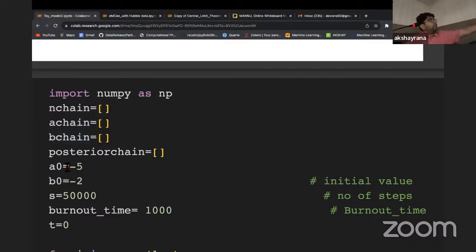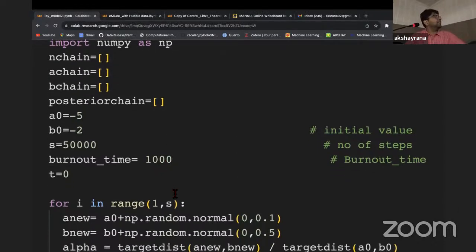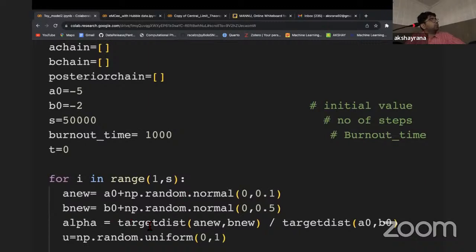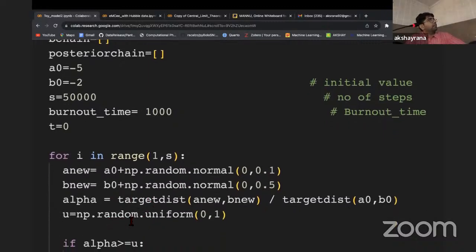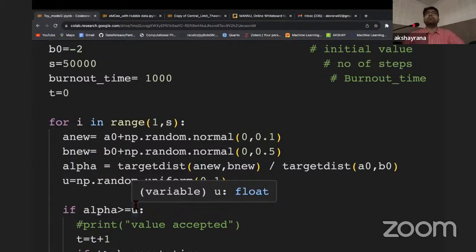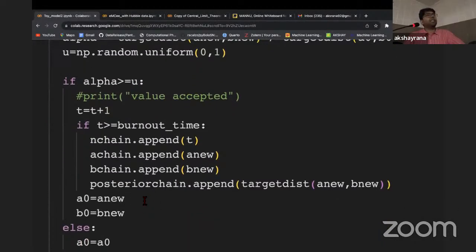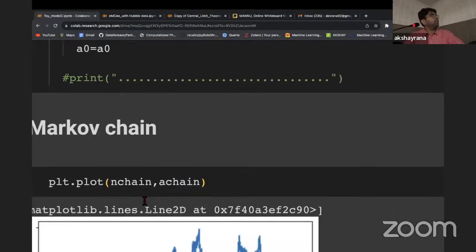We are starting with a point A naught value -5, B naught value -2, running this 50,000 times. Burn-in time I am choosing 100. Proposal function I am again choosing to be Gaussian with certain variance. I hope now this terminology must be making sense. Same program. Now just adding this B new, calculating the same alpha. If alpha is greater than u, then I am accepting, because that's the Metropolis algorithm. If I make u equal to 1, then it will become simple acceptance, rejection, you can again play with it. Same program, nothing special about it. Appending all the values which follow the condition and plotting it.